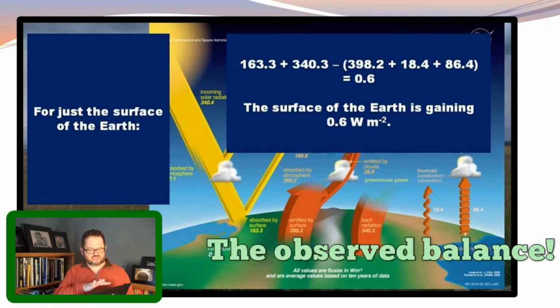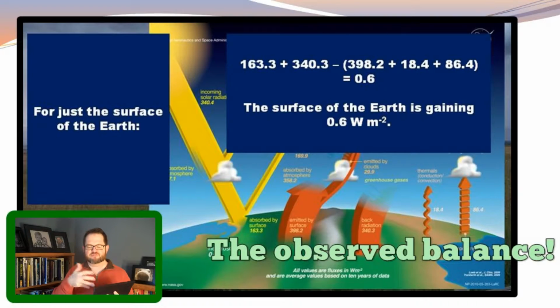For example, remember at the surface of the Earth we had an energy budget that looked like this. This slide was taken from earlier in the presentation, where we were trying to figure out the energy budget at the surface of the Earth, and we had a gain of 163 watts per square meter from the shortwave radiation coming down from the sky, and a gain of 340 watts per square meter of longwave radiation coming down from the sky. And we had losses of radiation, for example almost 400 watts per square meter being emitted by the surface.